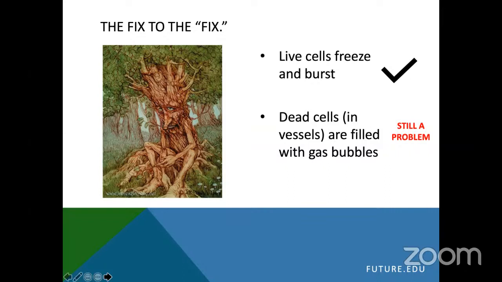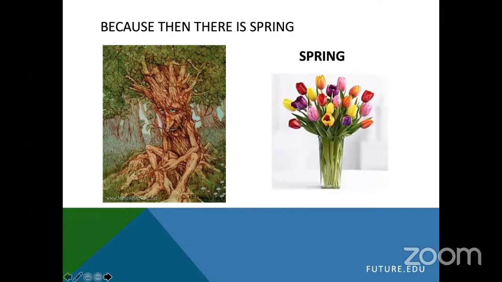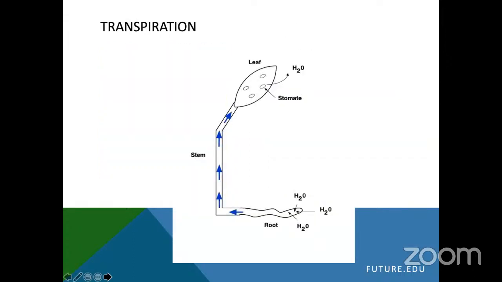The problem is after winter, there's spring. Okay, we're coming out of winter, we're getting into spring. Our live cells are just fine, but our dead cells are filled with bubbles. That's a problem. Why is it a problem? Let's look at that for a little bit. It's a problem because in the springtime, those vessels in the summertime are needed for something else. They're not needed to give you sugary sap to flow into your bucket, okay?